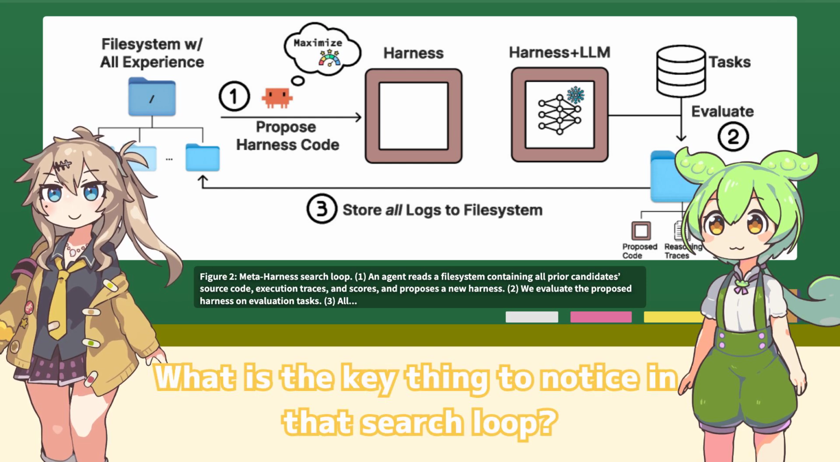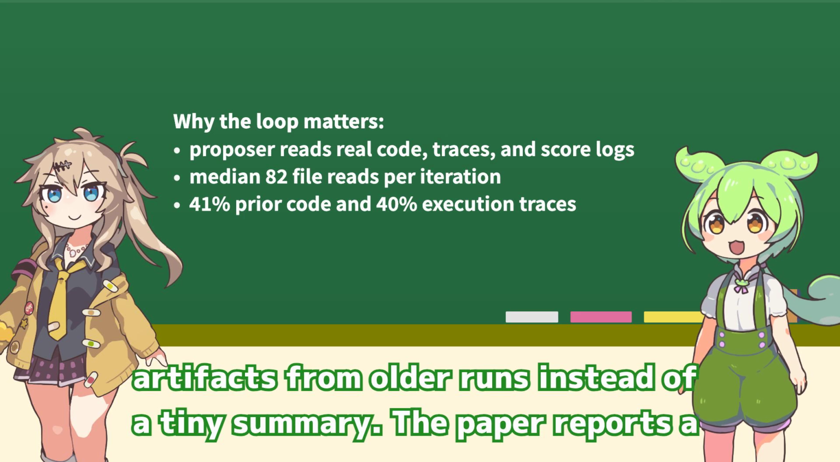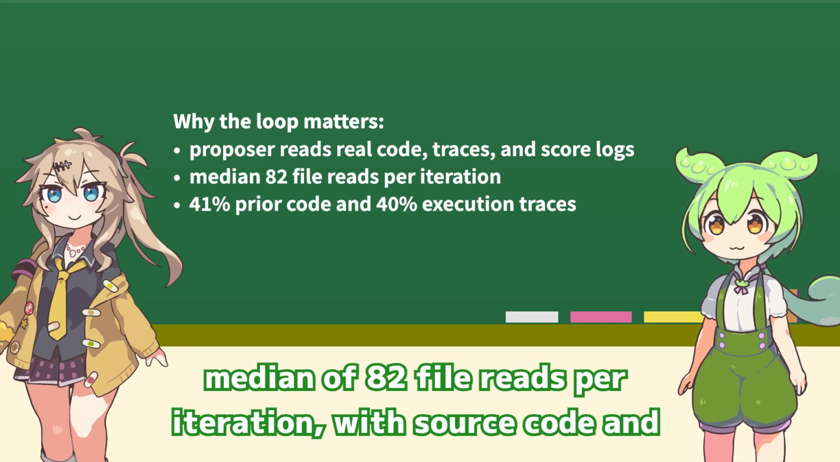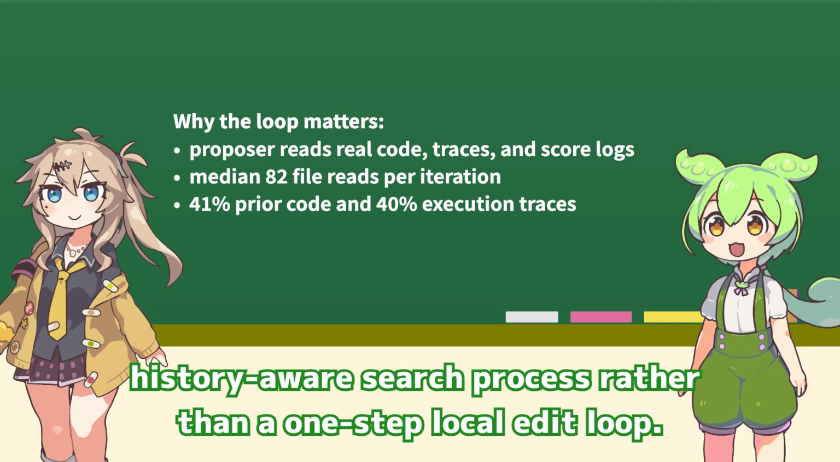What is the key thing to notice in that search loop? The important detail is that the proposer can inspect the actual artifacts from older runs instead of a tiny summary. The paper reports a median of 82 file reads per iteration, with source code and execution traces taking roughly equal shares. So this is a history-aware search process rather than a one-step local edit loop.